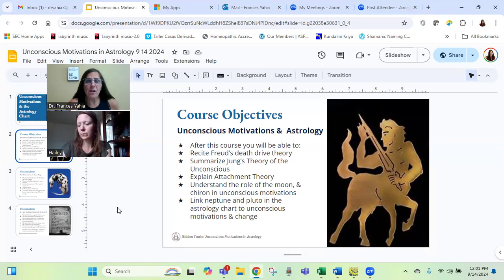Attachment theory, understanding the role of the Moon, which is linked directly to attachment theory. Chiron, which is also linked somewhat to attachment theory and Jung's unconscious, and linking Neptune and Pluto, and you'll see that in my diagram, back to both the death drive and how we move in the world idealistically, trying to hide the impact of the Moon and the Chiron. And all of these planets in one way or another are dictating unconscious motivations, and we'll tie it all together in the practice with our charts.